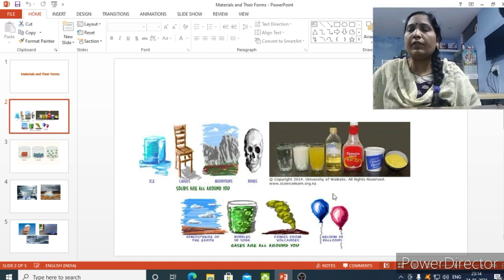Whatever it may be, whether the material is very hard, or in a liquid form, or is the gas present in them, all these materials are made up of tiny particles. So all the materials are made up of tiny particles. Based on their properties, they are divided into three categories.